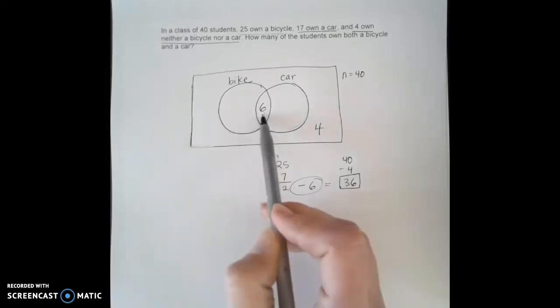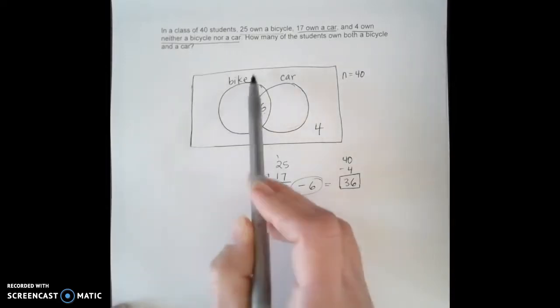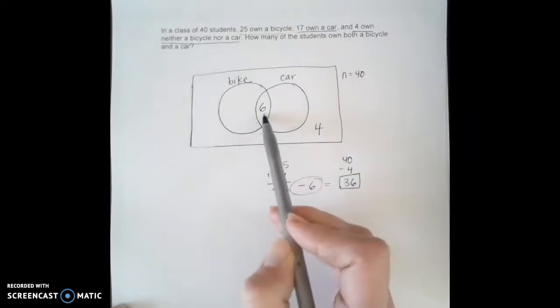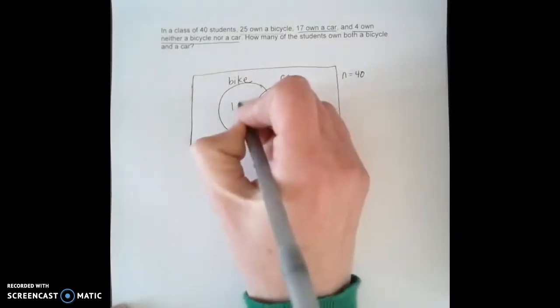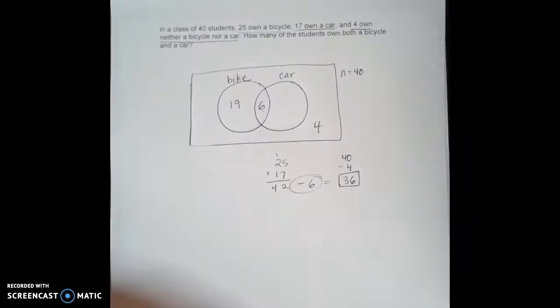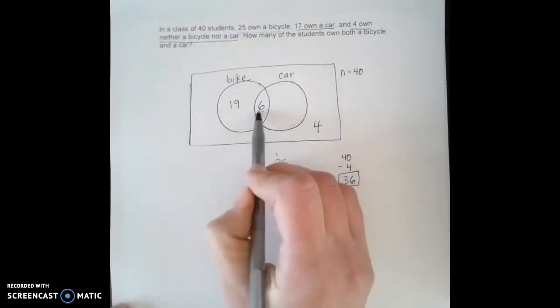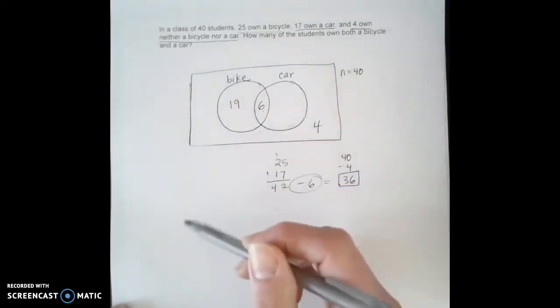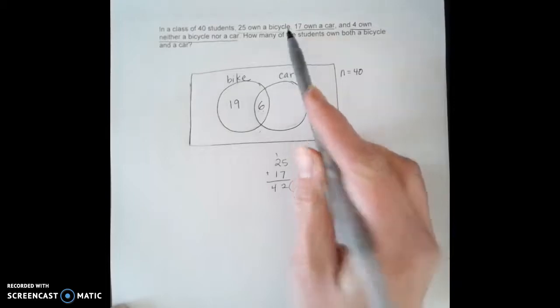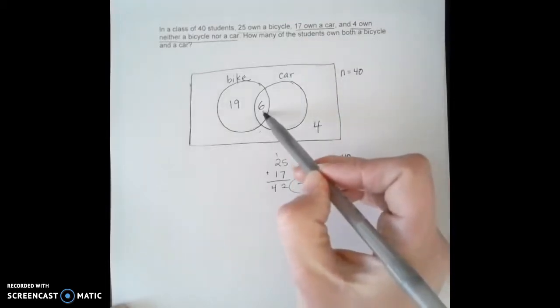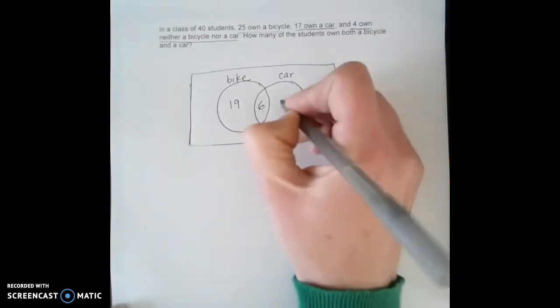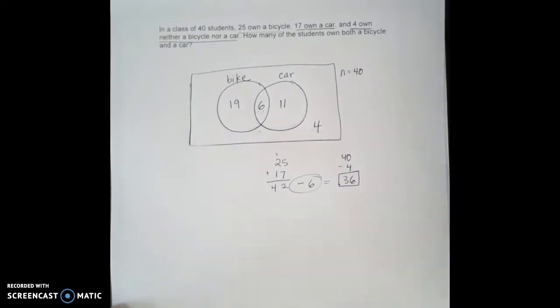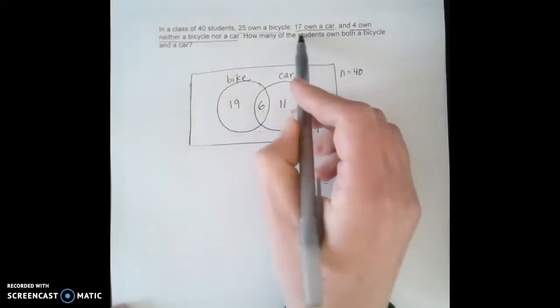Okay, now that we know our overage, we can go back and figure out how to split up the number of people who own the bike. So if we know that 25 own a bike, and we already have 6 of them represented right here, then that means that 19 own just a bike, but 6 own a bike and a car. There's my 19 plus 6 to give me the 25 that own a bike. Similarly, on the other side, we know that 17 own a car, but 6 of those 17 are already represented in the overlap of owning a bike and a car. So that would mean that 11 of them own just a car. And there's my 11 plus 6 that gives me 17.